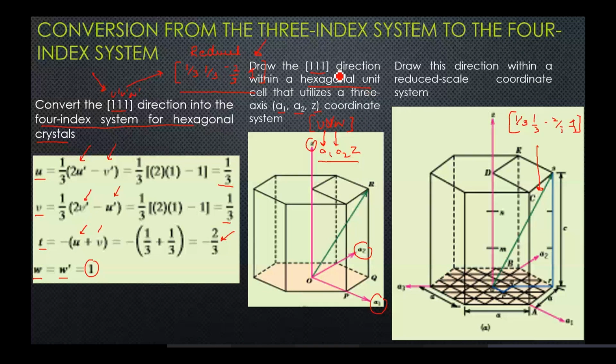All right. So if I have to move in the 111 direction in the 3 axis coordinate system for a hexagonal crystal, I'll move one step along A1, one step along A2, and one step in the Z direction. This would give me the same direction which is represented by the reduced axis coordinate system. Clear enough?